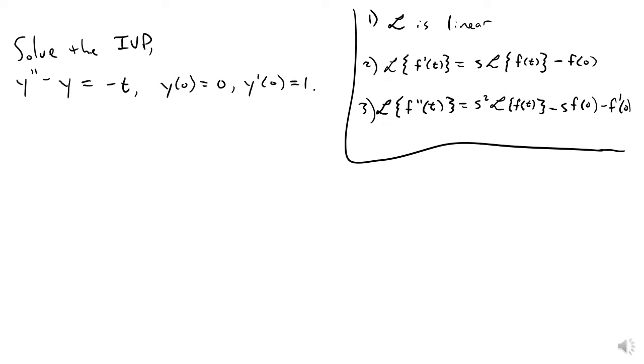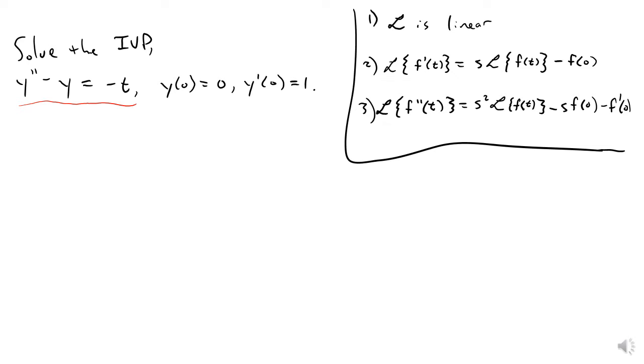Alright, so what we're going to do in this video is learn how to solve a differential equation that you already know how to solve. Alright, so y double prime minus y equals negative t. We already learned how to solve that. In fact, we've learned two ways to solve that in chapter 4. But now we're going to learn a different way to handle it.